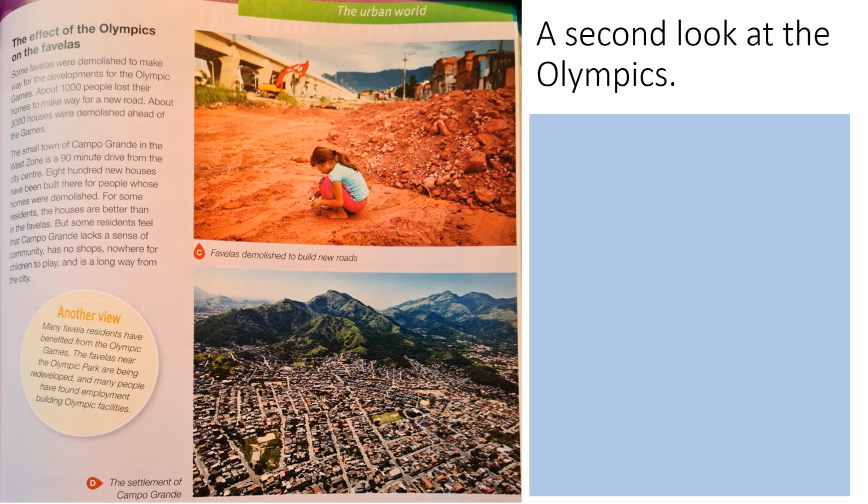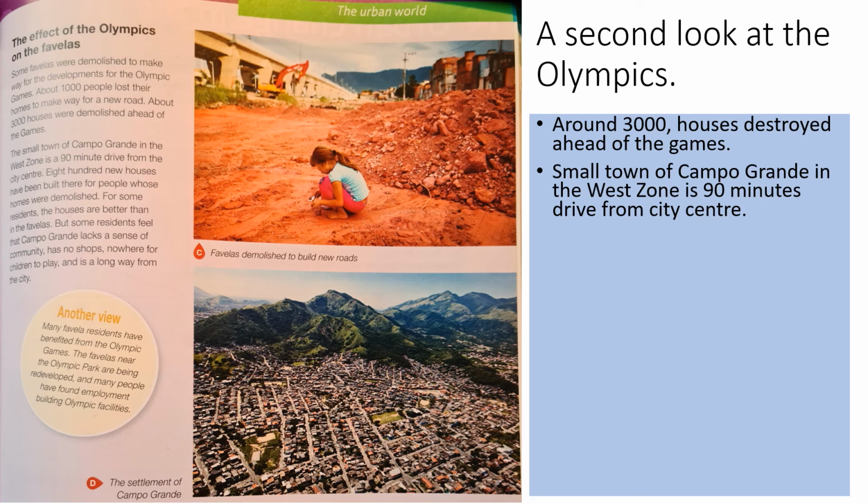So before we move on to the final task, I just want to have a second look at the effect the Olympics had on the favelas in Rio. Around 3,000 houses were destroyed ahead of the games. This is because once they got the Olympics, they then had to build facilities for it. And if you think about Rio, there's not much flat available land around. So what they tended to do was destroy the houses of the favelas so that they could then build the facilities there. However, they didn't just destroy those houses and leave the people homeless.